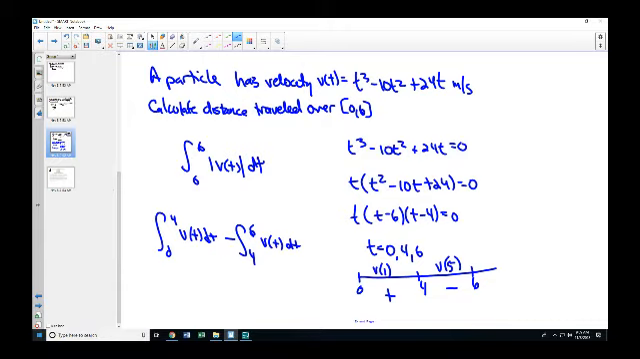If it was the 0 to 4 that was negative, would you write it as the integral 4 to 6 dt minus 0 to 4? You could. Yep. If you do all the work there, you would get 49 and a third meters. Good.